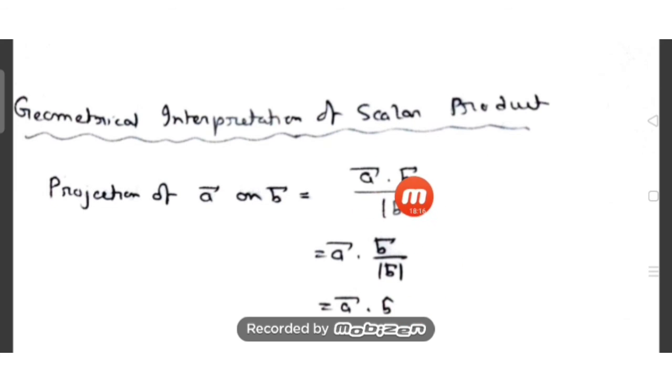We can prove this result, and ultimately we get this result to remember: the projection of A bar on the vector B bar is A bar dot B cap, and B cap means B bar by B. So in this way also we may write it down. So try to read this properly.